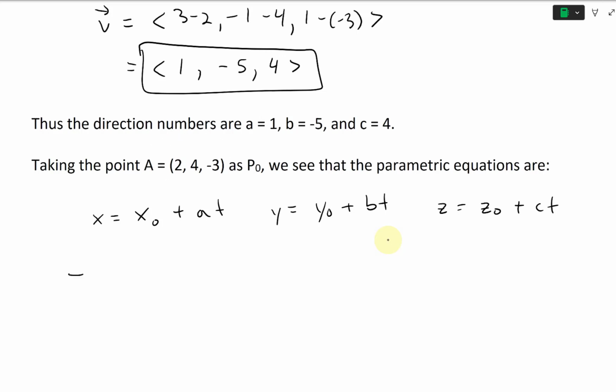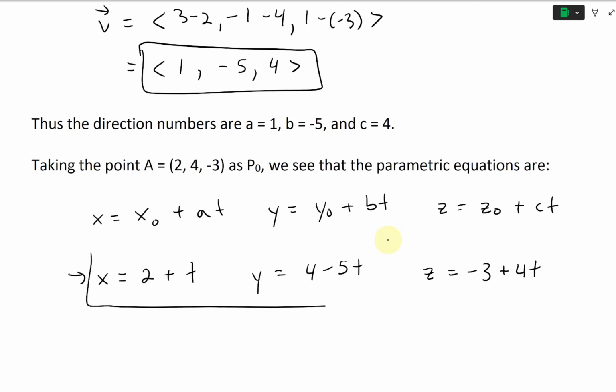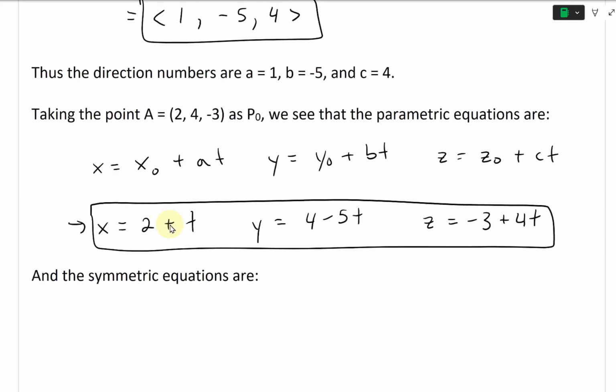Choosing our point A, x naught is 2, plus a is 1t, so x equals 2 plus t. Then y is equal to y naught, which is 4, plus b, which is negative 5t. And lastly, z is equal to z naught, which is negative 3, plus c, which is 4t. Alright, and box this in. These are parametric equations of that line.